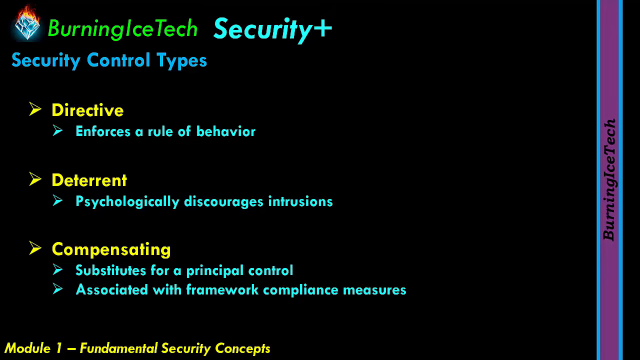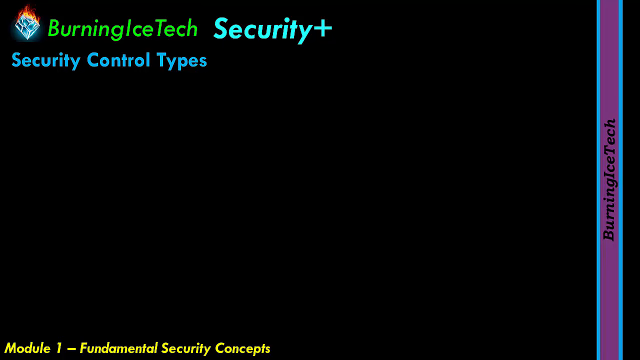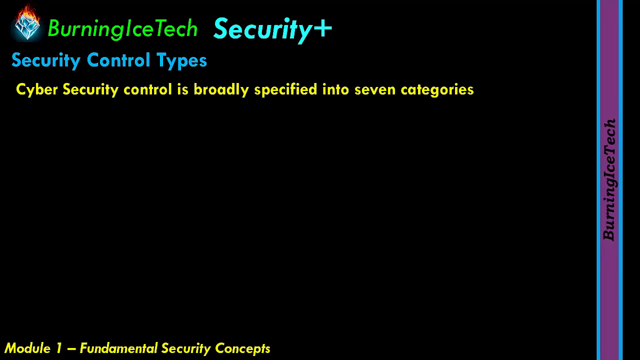Anyway, folks, the security control types that we've been talking about so much up until now. Let me just get this out of the way first and make a blank page. Cybersecurity control is broadly specified into 7 categories, in case you guys didn't know. So I'm just going to summarize it here for you guys into 7 main broad categories. The 7 main categories are as follows.